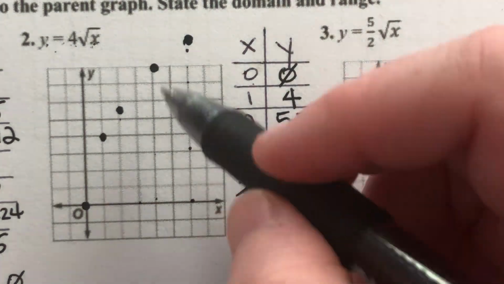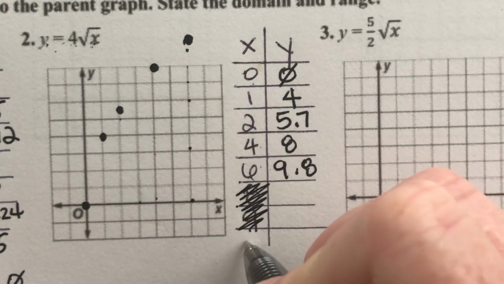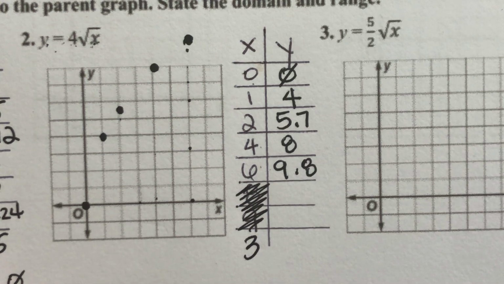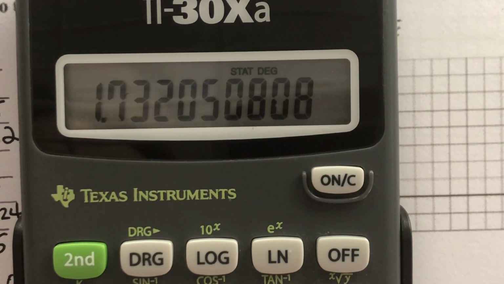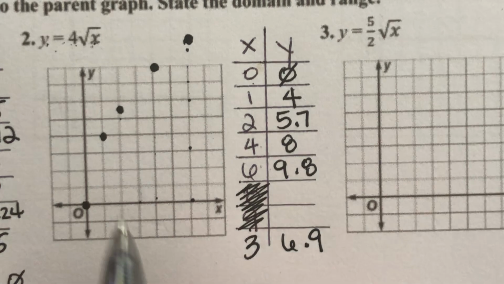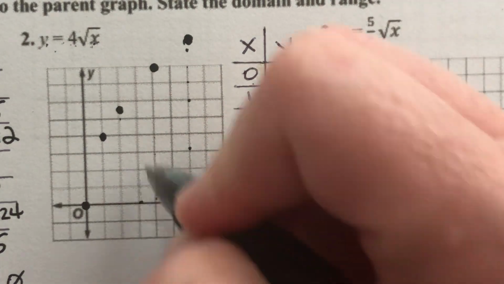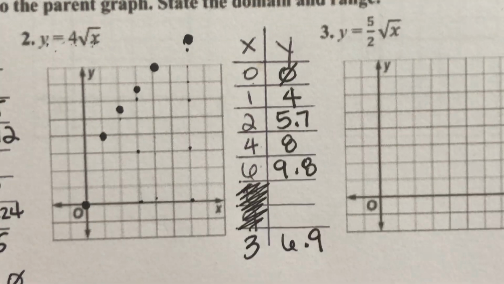What could I use? Well, I didn't have a dot here at 3, so I could go back and put in 3 for x, right? The square root of 3 times 4 is about 6.9. So I can go over 3, up 6, almost to 7.